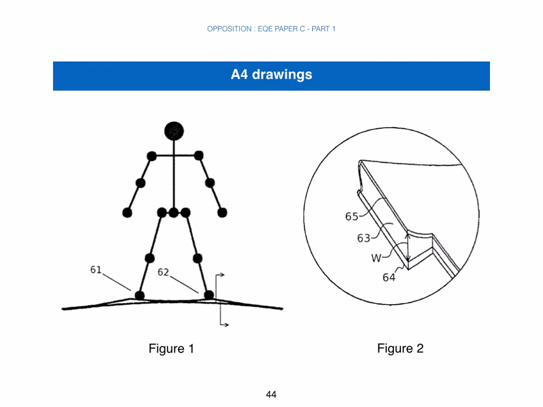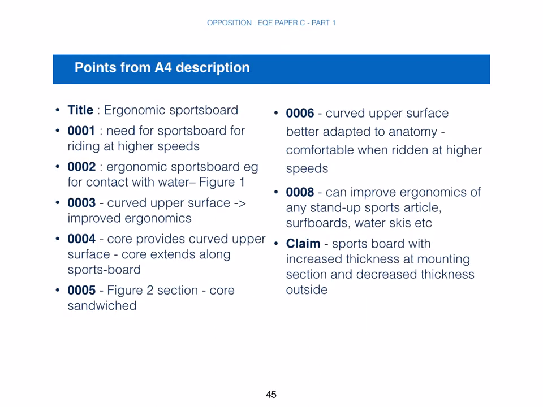Now we turn to A4's description. Title is an ergonomic sports board. That's of interest. Paragraph 1, there is a need for sports board riding at higher speeds. That's of interest. Paragraph 2 shows an ergonomic sports board, for example, for contact with water. See figure 1. So it's not a snowboard.